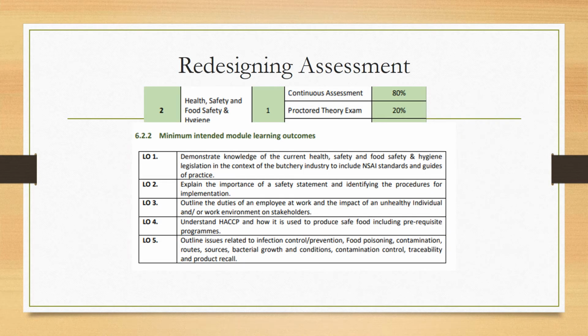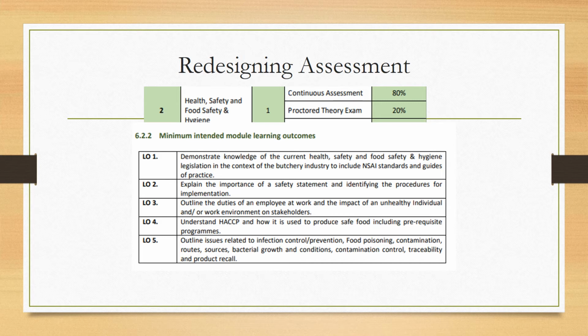Redesigning the assessment. The two tables you see there I have taken from the course's validation manual. The module is the second module of the course, and it's the health and safety and food safety and hygiene module. It is broken up into two continuous assessments worth 40% each and two theory exams worth 10% each. They're broken up because health and safety and food safety are two different topics, and apprentices can confuse the two of them.